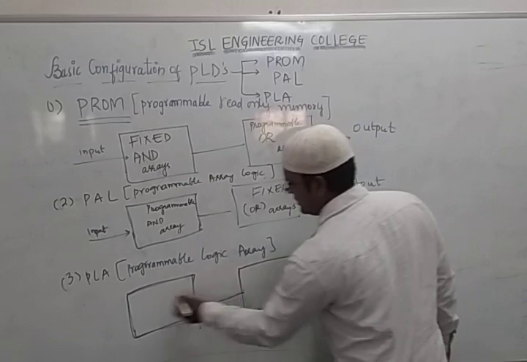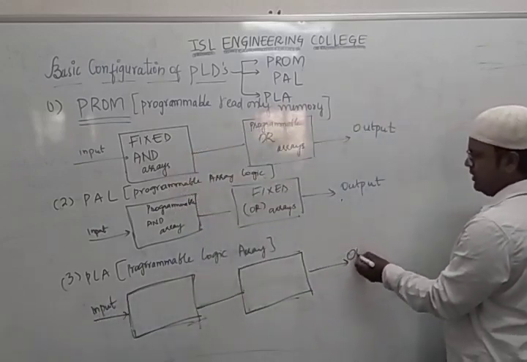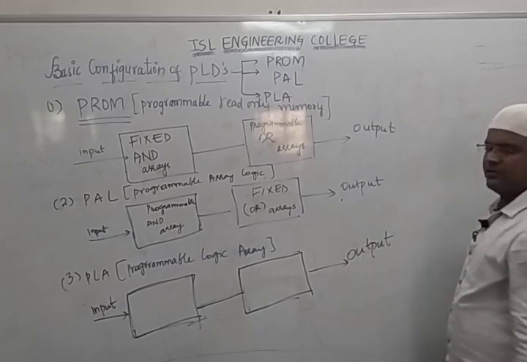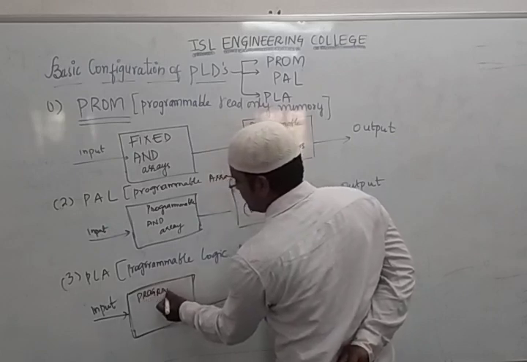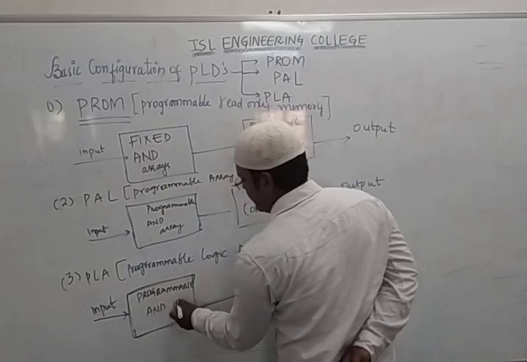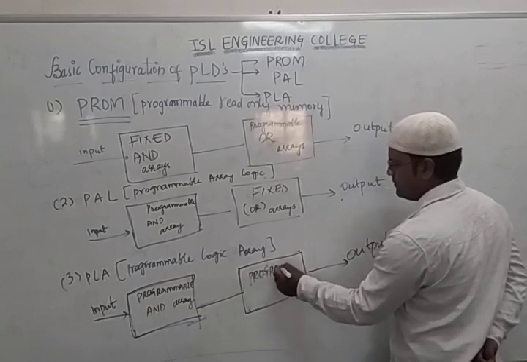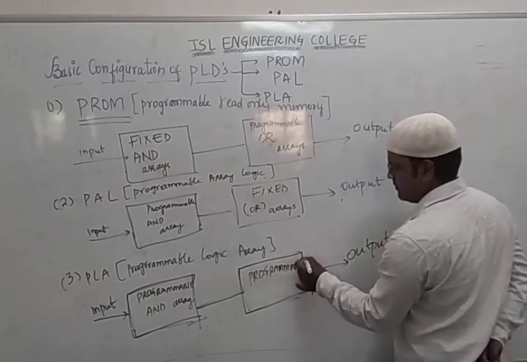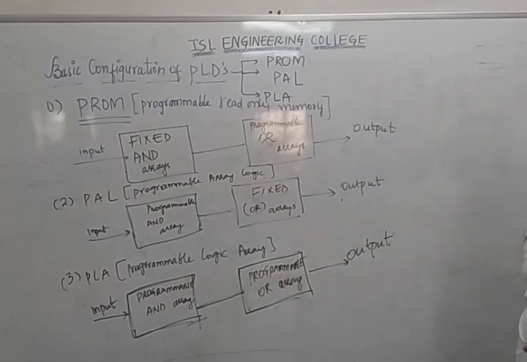Okay, so this is a connection, this is our input we are giving. At this end we do have input, and at this end we just want to get the output. This is also programmed, so I can say this is a programmable AND array. This is also programmable OR array. Okay students, so we just discussed three parts in PLD. Both the programmable AND array and programmable OR array are considered to be the PLA.